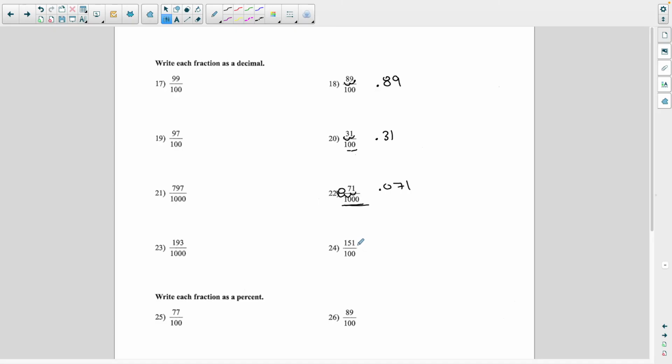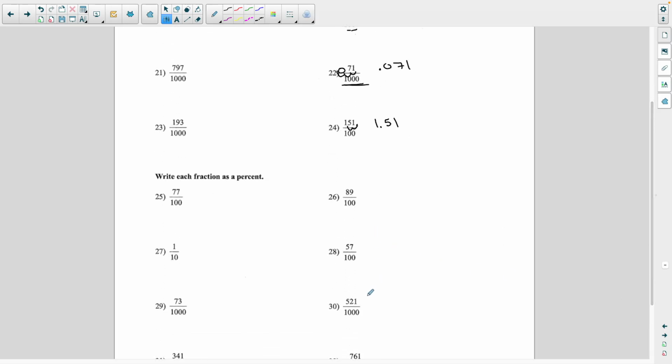And this one, 151. So again, some people will automatically go, well, this is 0.151. That's not right. We only have 2 zeros, so we're going to move this over twice. Gives me 1.51. And that would make sense, right? If I do 151 and divide it by 100, there's more than 100 in there, so there should be over 1.